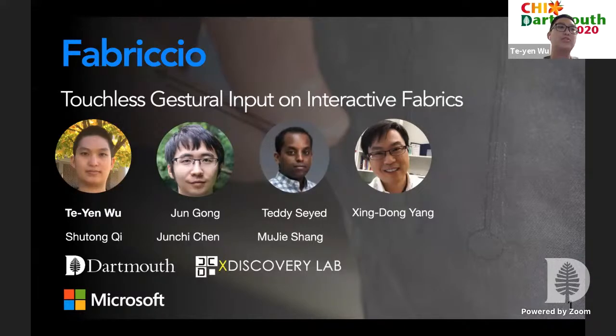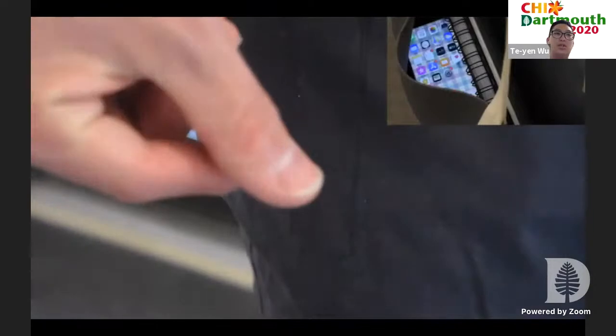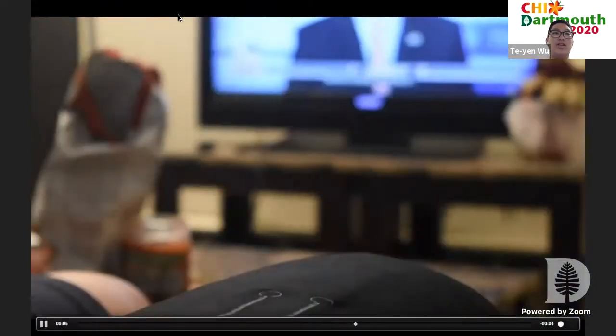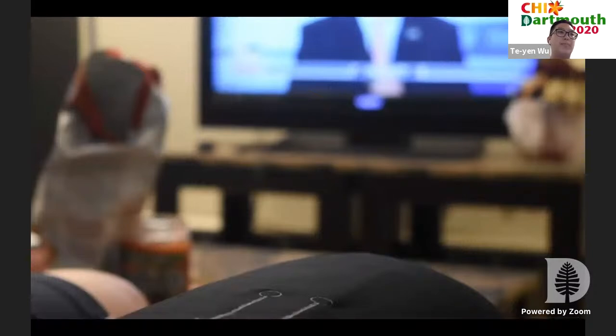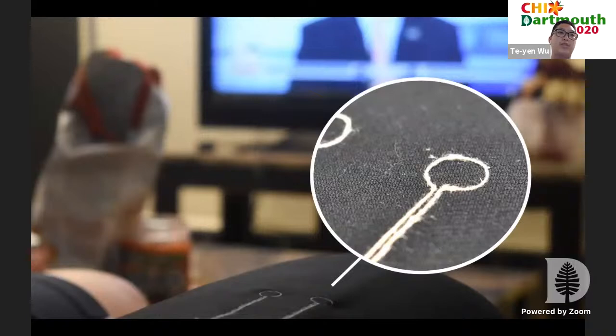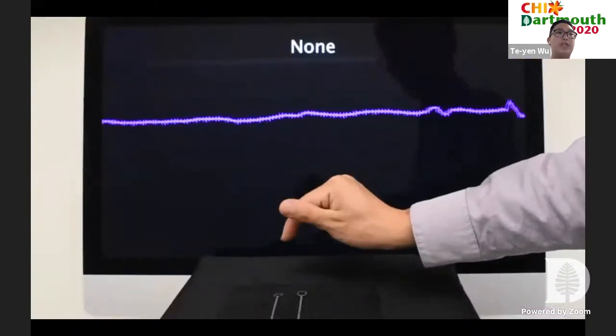Before talking about the motivations and the related work, I want to quickly show you what Fabricio is. Fabricio is a touchless gesture sensing technique that was developed for interactive fabric. It can be applied to the fabric of objects to do things like controlling a smartphone through a pen, or a TV through a fabric armrest. Fabricio uses a pair of loop antennas made of conductive thread to recognize touchless gestures based on the Doppler effect. Now, I will show you a real-time demo video.